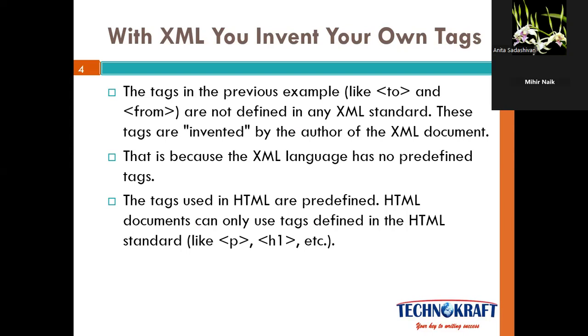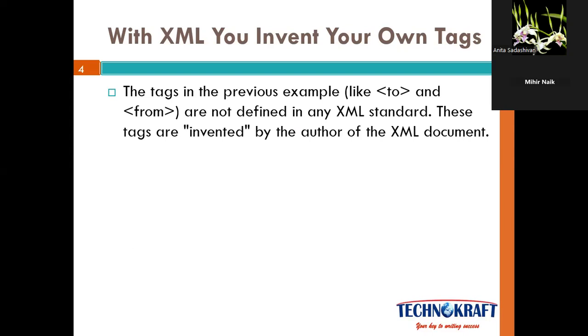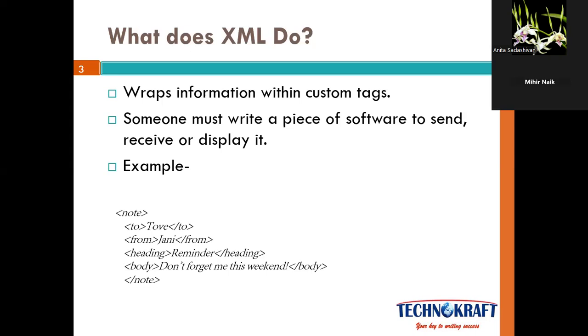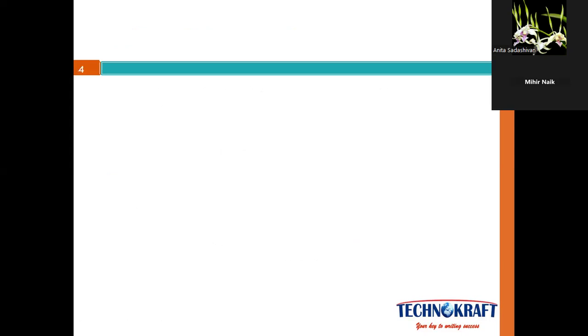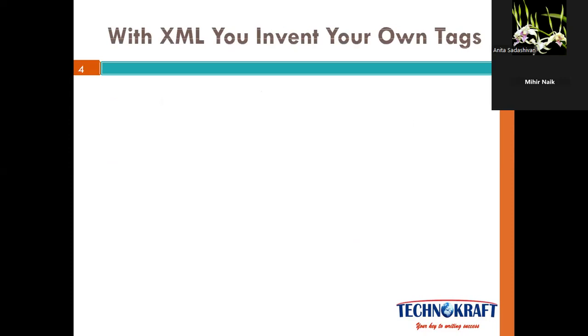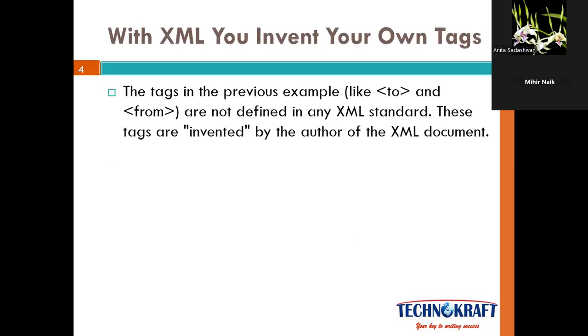But what do you mean by tag exactly? These are tags. To is a tag, from is a tag, heading is a tag, body is a tag. Note is also a tag. Note is the root element, and these are the child elements.